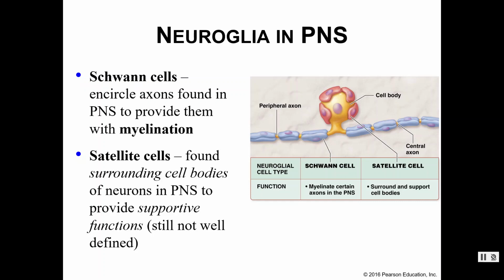And last but not least, we have satellite cells, which are these blobby looking cells. These are kind of my favorite because, first of all, this is where they're located. You find them surrounding the cell bodies themselves. And here's why they're my favorite. We still don't really know what they do. We think they provide a supportive function to the cell body, but we don't exactly know how they work quite yet. We're working on it. They're my favorite just because they're still kind of mysterious.